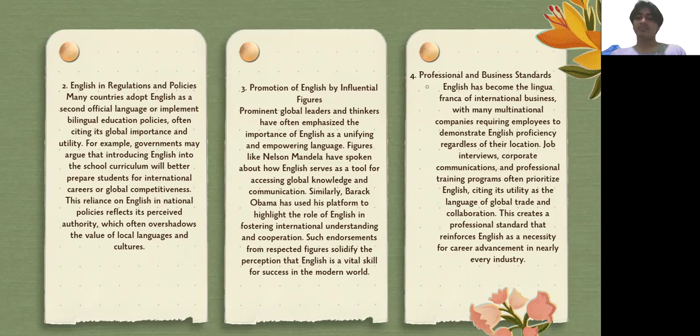And the fourth is professional and business standards. English has become the lingua franca of international business, with many multinational companies requiring employees to demonstrate English proficiency regardless of their location. Job interviews, corporate communications, and professional training programs often prioritize English, citing its utility as the language of global trade and collaboration. This creates professional standards that enforce English as a necessity for career advancement in nearly every industry.